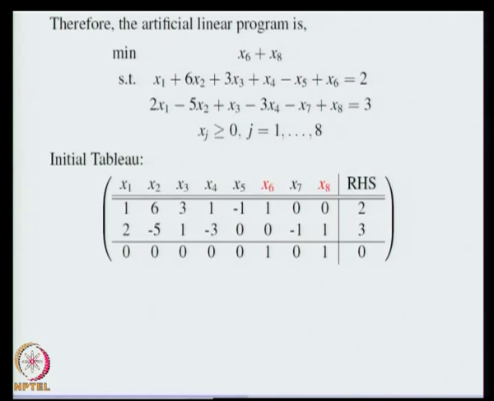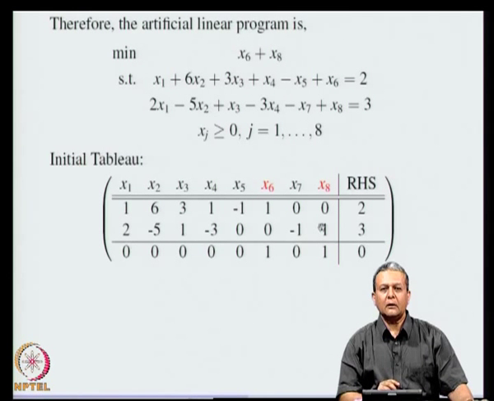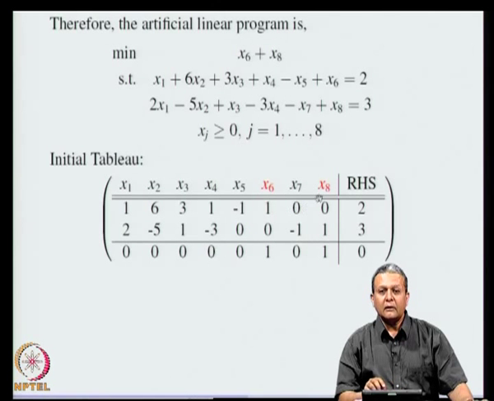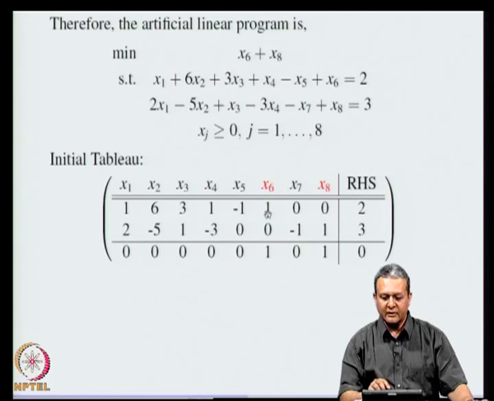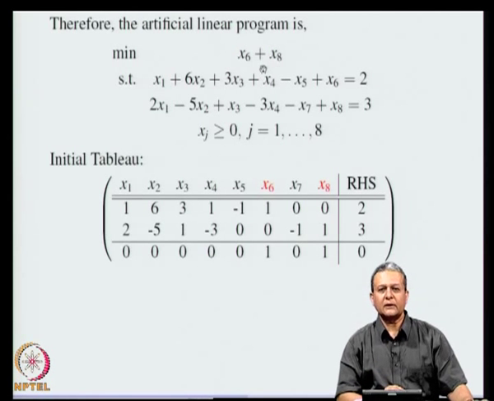So, the initial tableau will look like this, where we have x6 and x8 as the basic variables, and the corresponding columns denote the vectors associated with the identity matrix. And then the initial basic feasible solution for this artificial linear program is x6 equal to 2 and x8 equal to 3, and we want to minimize x6 plus x8.